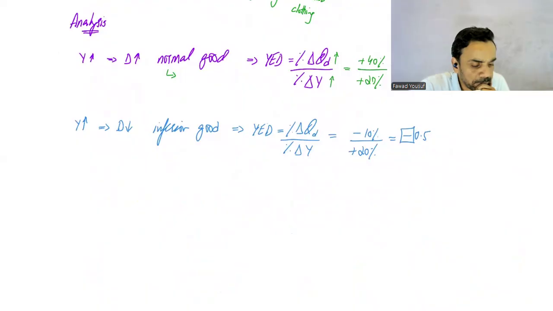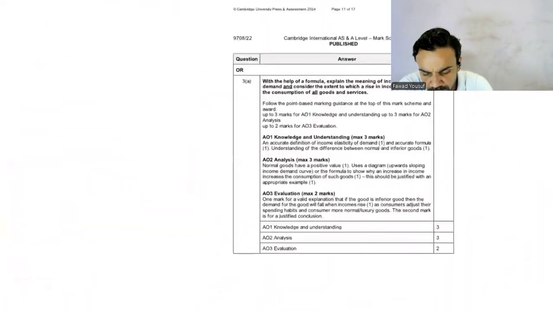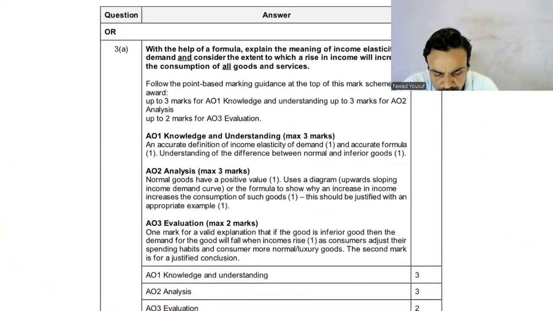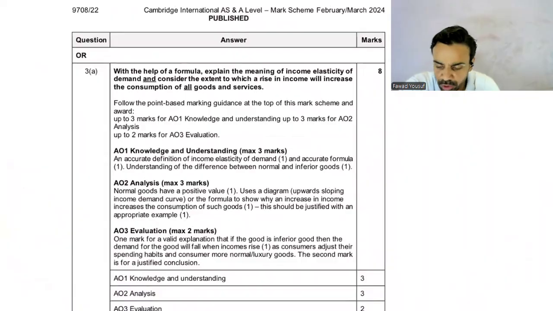So I think that's where the elasticity discussion actually comes in. But let me see the marking scheme once, because before I go into that, the last thing I want to do is talk about something which is not there. Okay, so let's make a comparison. This is a published marking scheme. In the published marking scheme, what they have is an accurate definition of income elasticity of demand.